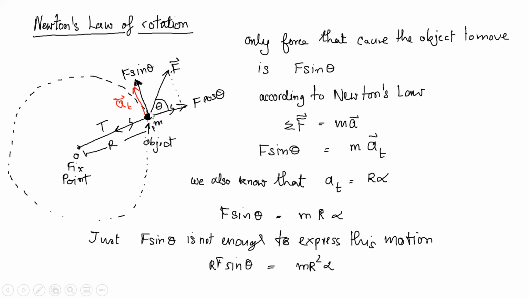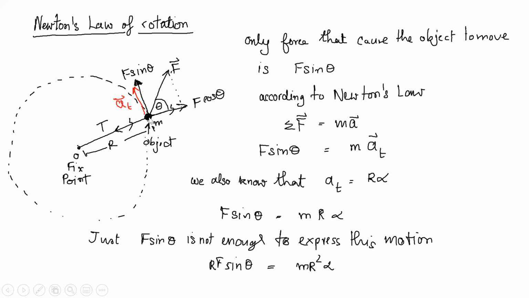Now, if you are pulling the object with the force F, making angle theta to the radial or position vector, we'll see that there are two components of this force. One is F cosine theta, pointing outward in the radial direction. And the other one is in the perpendicular direction, F sine theta.